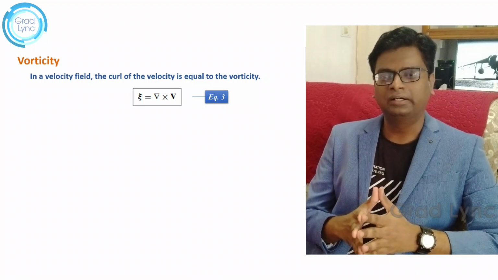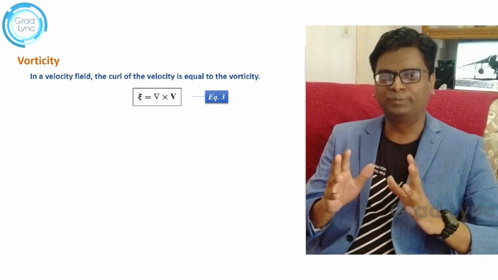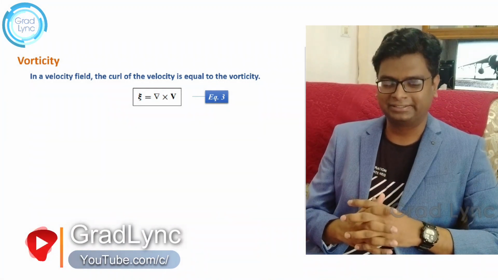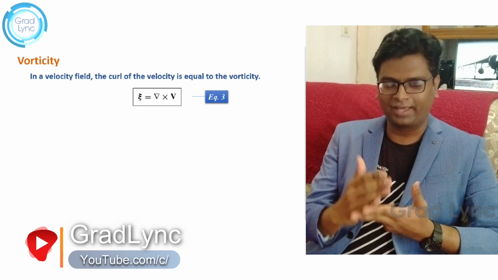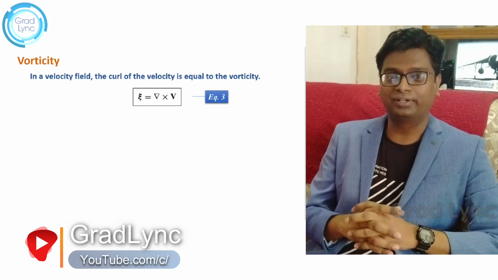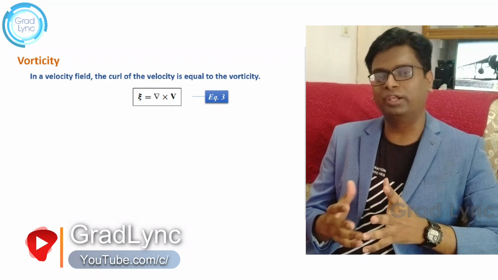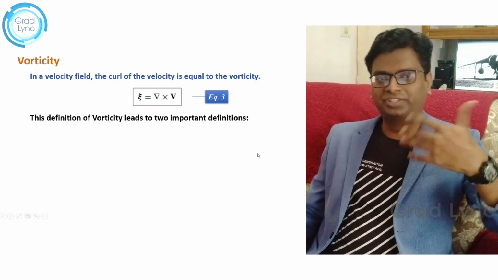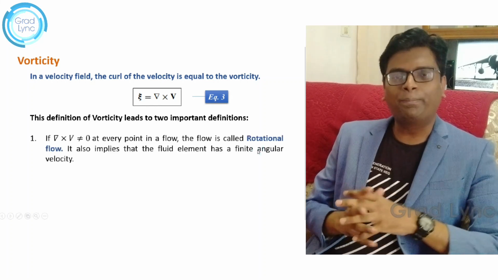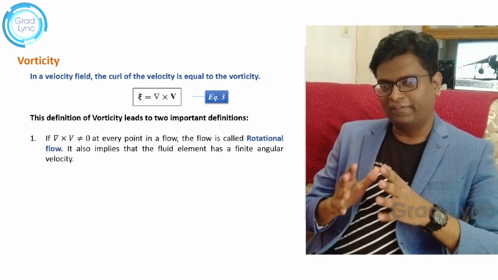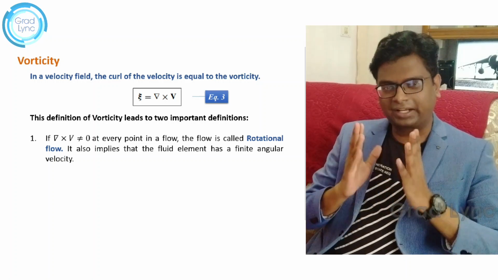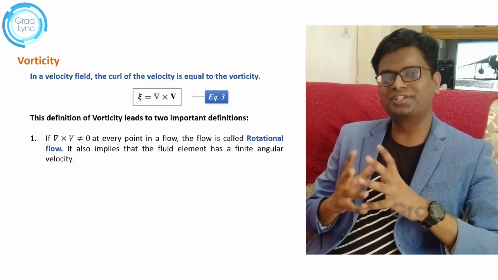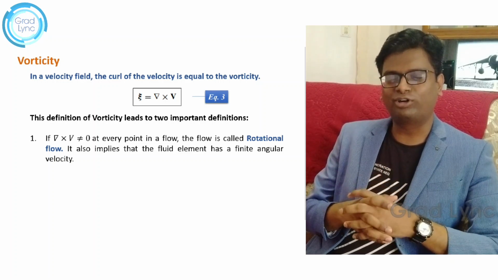Now let's define vorticity in another form. Vorticity is nothing but the curl of velocity. We have already discussed what a gradient, a divergence, and the curl of a vector are, right? So in this case, the curl of velocity represents the vorticity. Let's call that equation number 3. This particular definition leads to two important observations. The first observation is, if the curl of a velocity vector is not equal to 0, then that flow is called rotational flow. We will see what a rotational flow is.